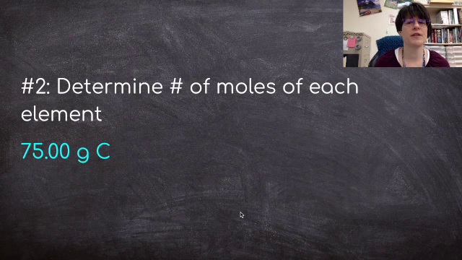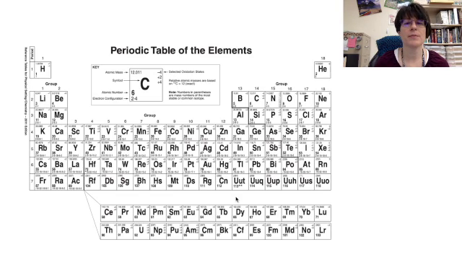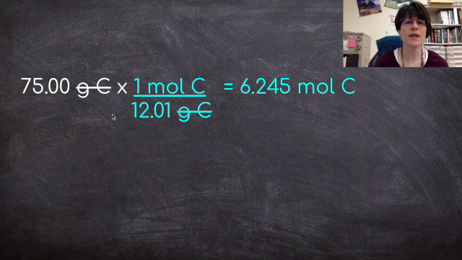Then you're going to determine the number of moles of each element. So let's start with the 75 grams of carbon. Remember, we do this using the molar mass that we get from our periodic table. So we look at our periodic table and we have carbon. Right here, the molar mass is 12.011. I'm just going to use 12.01 because of the 4 significant figures there. So 12.01 grams of carbon goes on the bottom, so it can cancel. We put our 1 mole on the top, and when we divide, we get 6.245 moles of carbon.